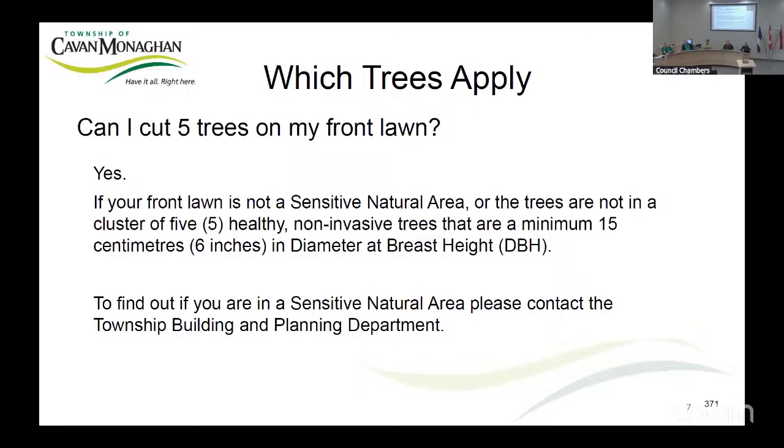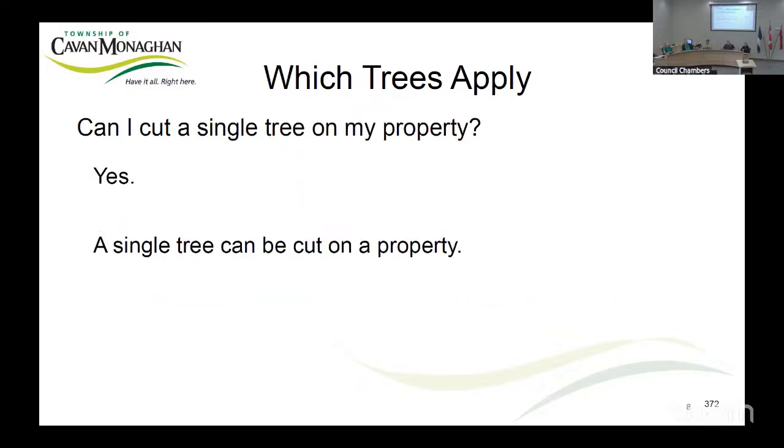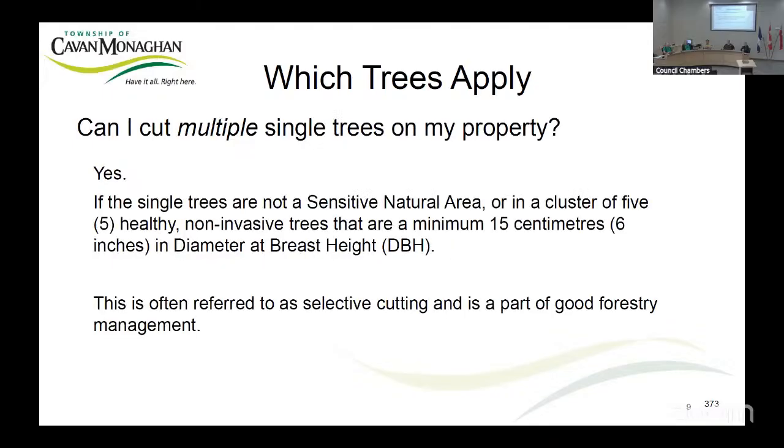For clarity, people would ask, can I cut 5 trees on my front lawn? Yes, if your front lawn is outside the sensitive natural area and they're not in a cluster of 5, and it's a non-invasive tree that is a minimum of 15 centimeters or 6 inches in diameter, you can cut it. But for clarity, find out if you're in that area and if those trees apply, just give us a call. Can I cut a single tree on my property? Yes, a single tree can be cut. Mark? Can I cut multiple single trees? Yes, again, we're looking at trees that are in that sensitive area that are in clusters of 5.